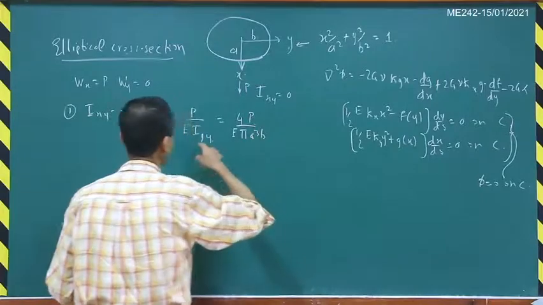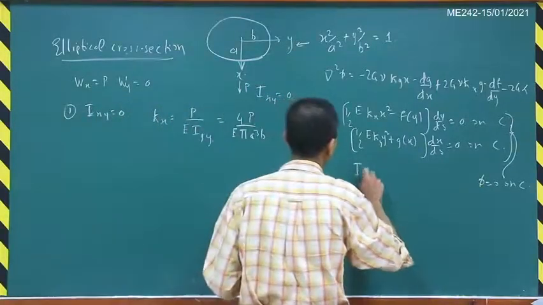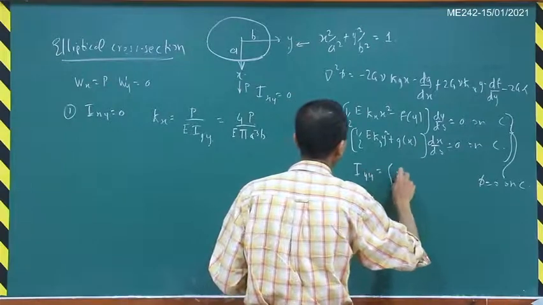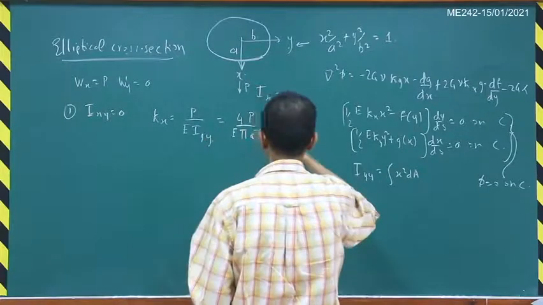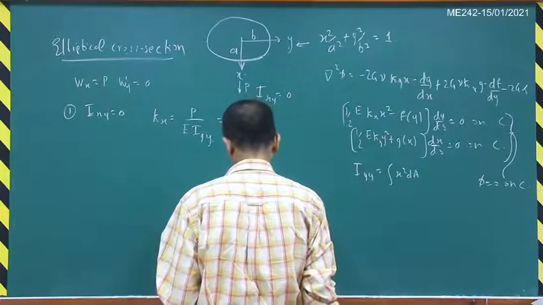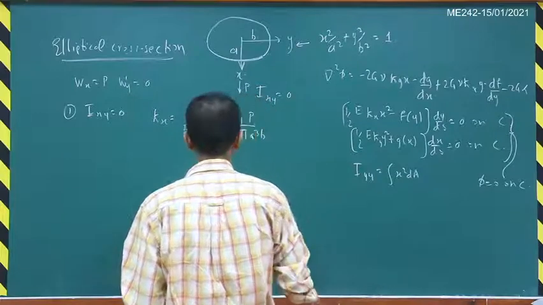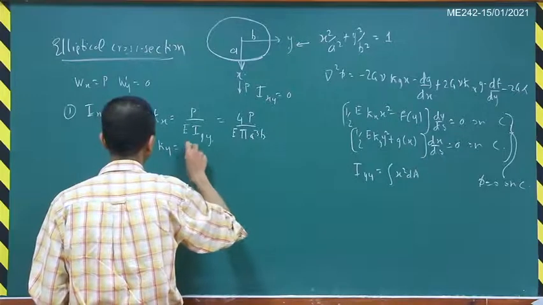So I have carried out this integration. Iyy is nothing but integral of x square dA. So I have integrated it over the cross section of the ellipse, and then I have got this pi a cube b by 4 as the value for Iyy, and I am substituting that into this one. Then similarly we will get that kappa y is equal to 0 in this particular case.